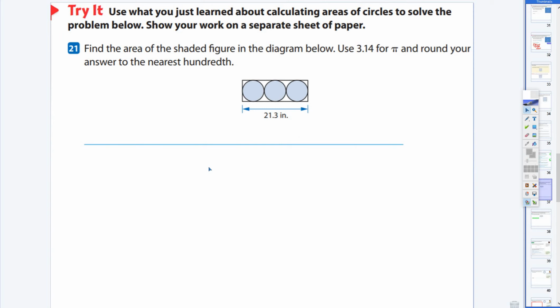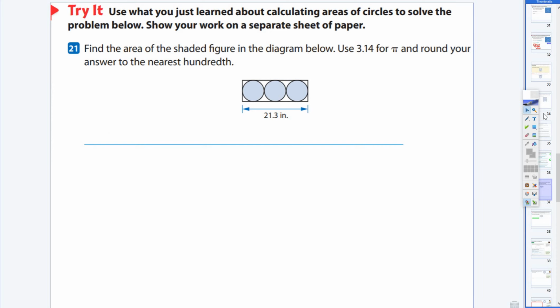Let's look at one more question. Use what you just learned about calculating areas of circles to solve the problem below. Show your work on a separate sheet of paper and submit it to me. Find the area of the shaded figure in the diagram below. Use 3.14 for pi and round your answer to the nearest hundredths.